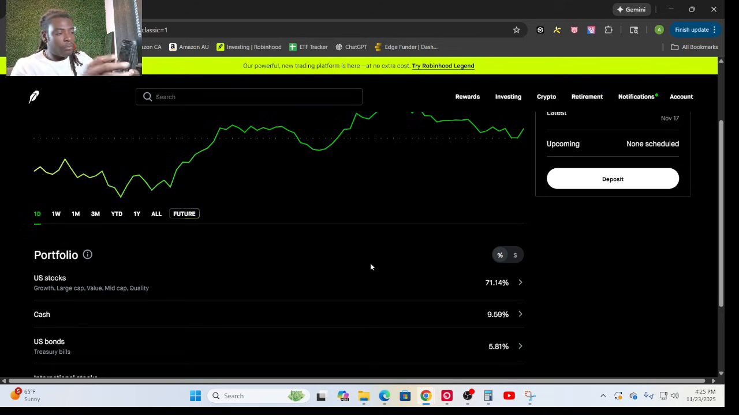Okay. So you guys can see this is the account. This is exactly what it looks like. If you press this little pie chart, you can see it actually walks you through, for example, growth. I have 33% in growth. For large cap, I have 25% in IVV. Cash, I'm sitting at 10%. Value, I'm sitting at 8%. Treasury bills, which is ESCO, I'm sitting at 6%.